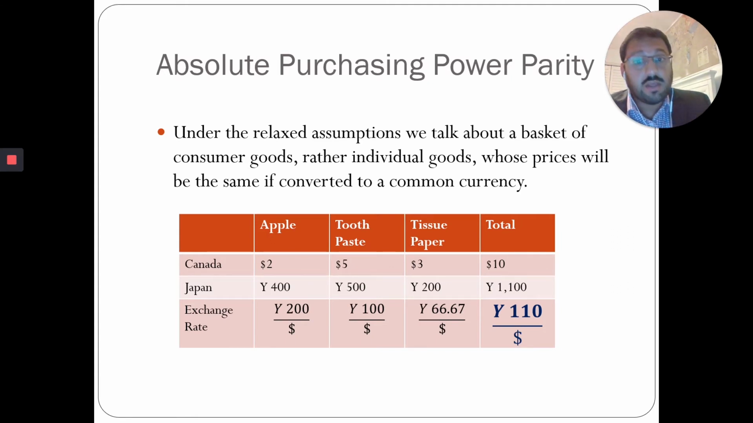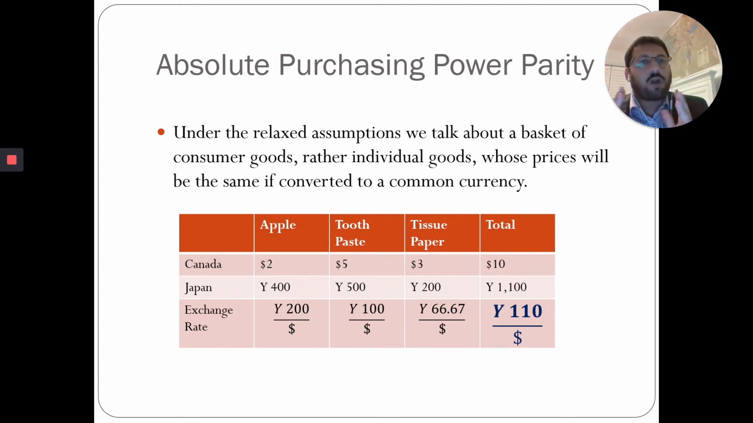Canadian dollar. According to the toothpaste, if we try to infer the exchange rate from the prices of the same toothpaste in these two countries, then the exchange rate should be 100 yen to buy 1 Canadian dollar. For the tissue paper, it turns out to be 66.67 for 1 Canadian dollar. Now there are three different exchange rates coming out from the three different consumer goods present in this basket.